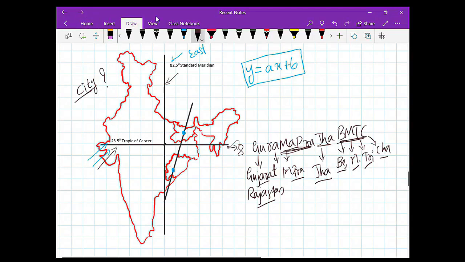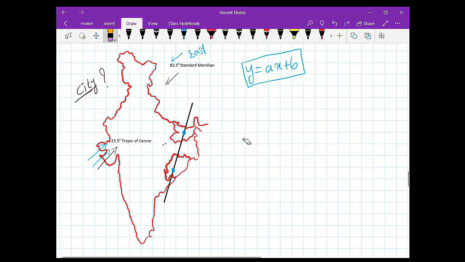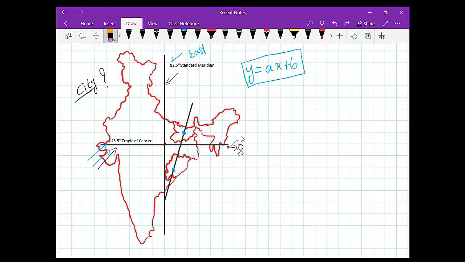Let's come to our topic. See the shortcut: Gurmaprajabmtc, that is Gujarat, Rajasthan, Madhya Pradesh, Jharkhand, Bengal, Mizoram, Tripura, and Chhattisgarh. Patliputra belongs to here in the Bihar state, and Kalinga belongs to Orissa state, which is here.